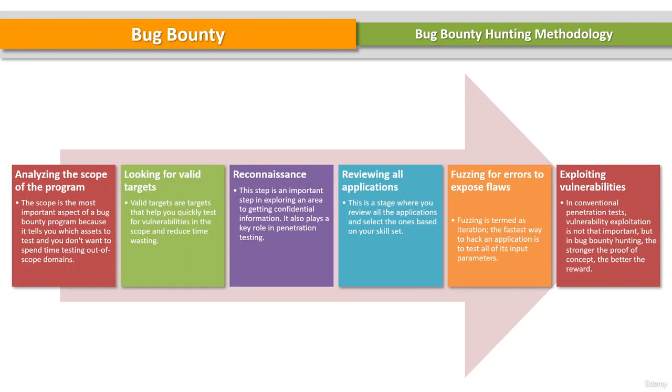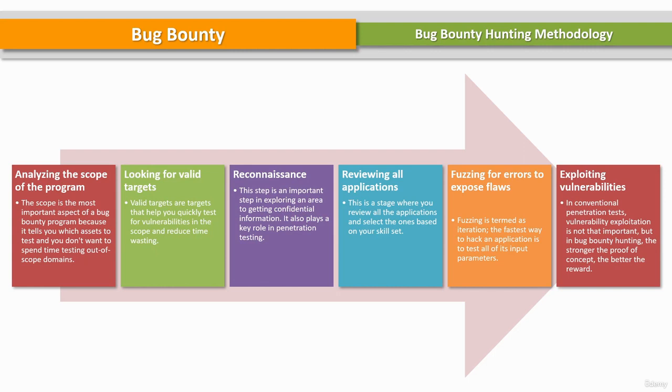Analyzing the scope of the program. And I'll tell you this for nothing: the scope is the most important aspect of a bug bounty program. Why? Because it tells you which assets to test, and you don't want to spend time testing out-of-scope domains, believe me. Not that I speak from experience or anything. Also, you got to be looking for valid targets. So valid targets are the targets that help you quickly test for vulnerabilities in the scope and reduce wasting any more time.